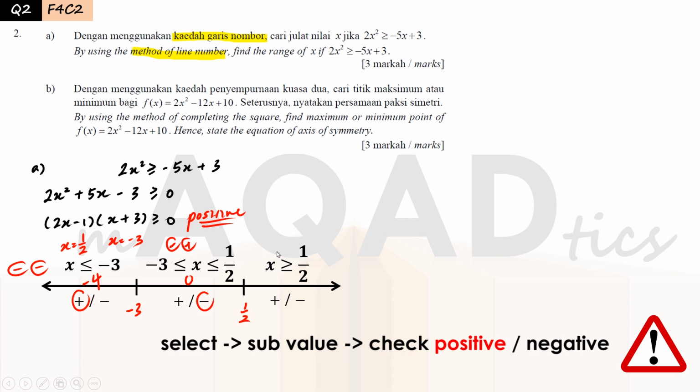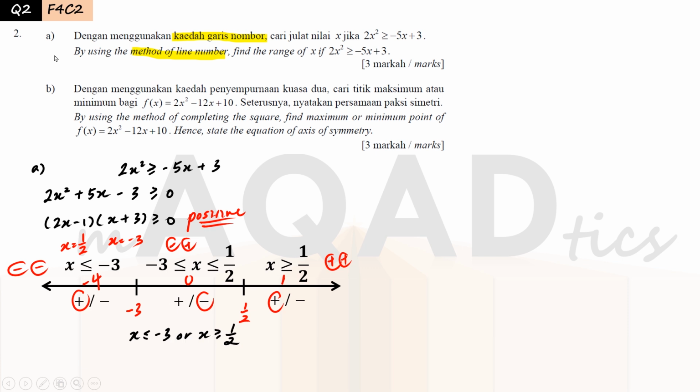For this one, let me choose 1 as our value. If I substitute here, it would be a positive value. If I substitute here, would be also a positive value. Positive, positive, positive. So this means these two parts will be our answer. Our final answer will be x is less than or equal to -3 or x is greater than or equal to 1/2.